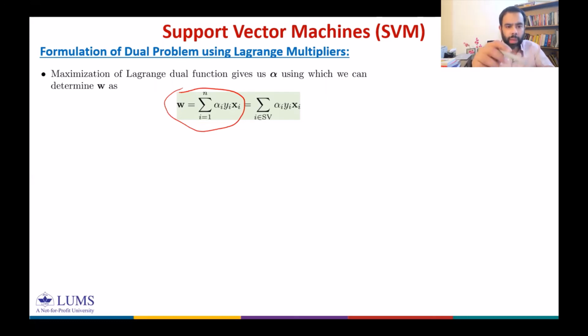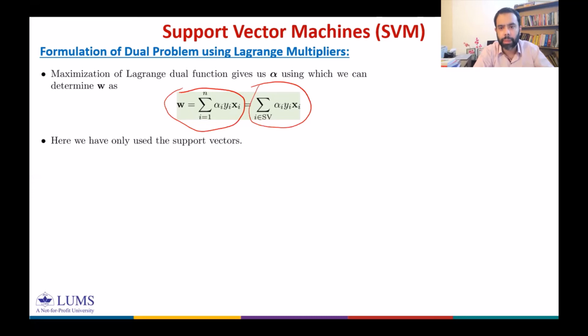Here we have a summation from i equal to 1 to n. And we know that most of the alpha i's are 0. So instead, I can take a summation only over the set of support vectors. So we have only used support vectors. Using this formulation, we can write the decision boundary as this.